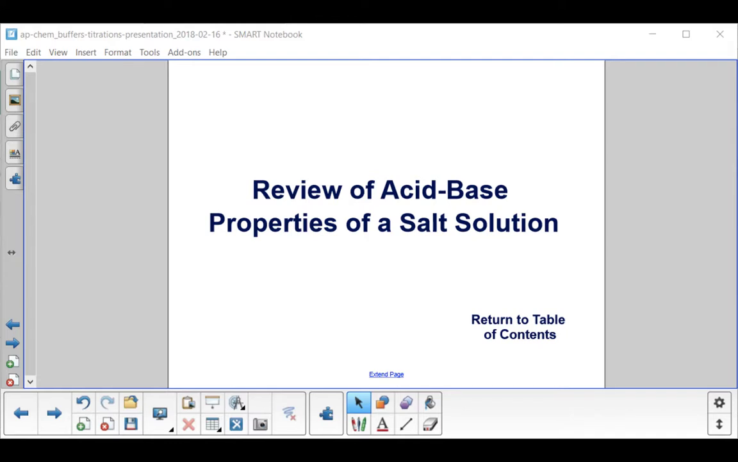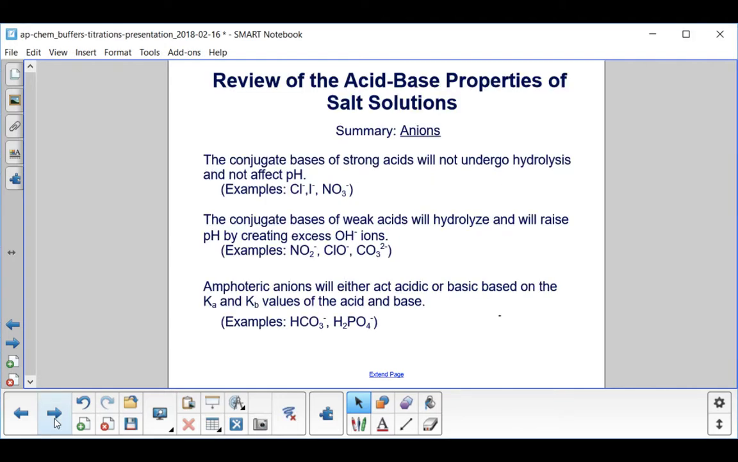Let's first review the acid-base properties of a salt solution. The first summary is for the anions that are in the salt solution. So remember that the conjugate bases of strong acids are very weak and therefore will not undergo hydrolysis. They will not hydrolyze water and therefore will not affect pH.